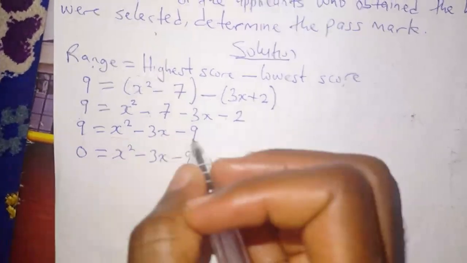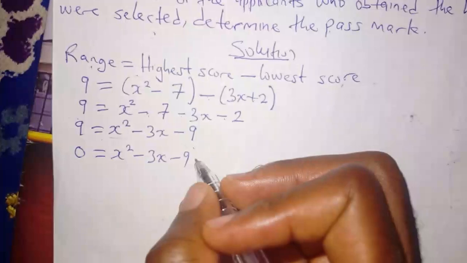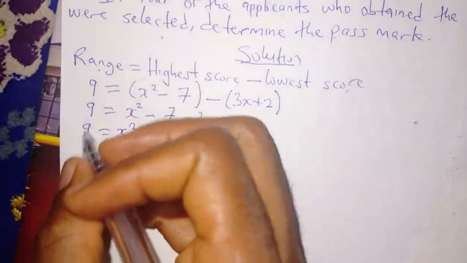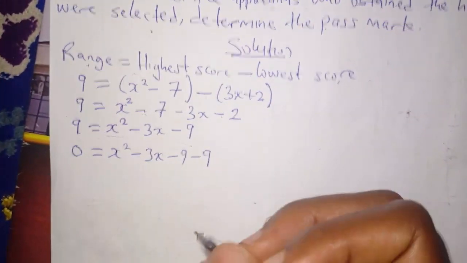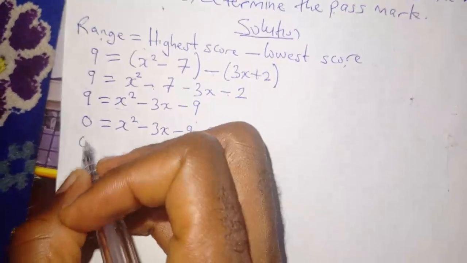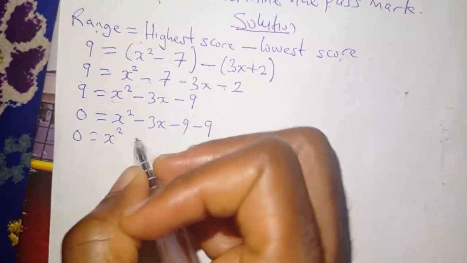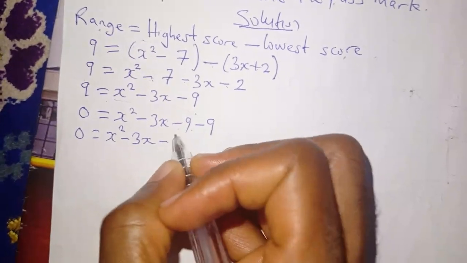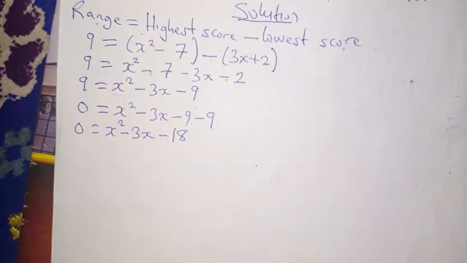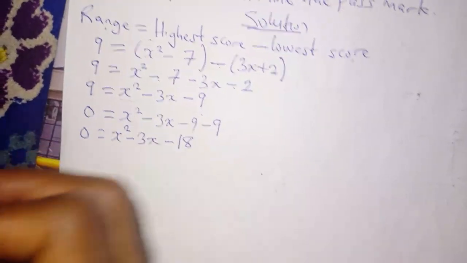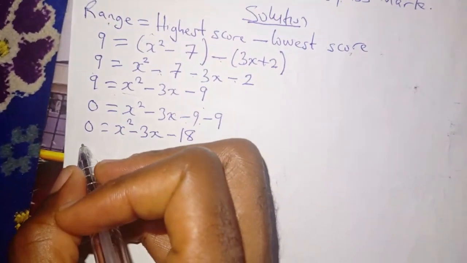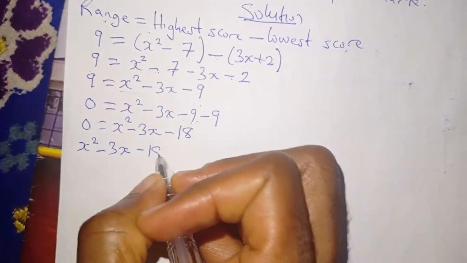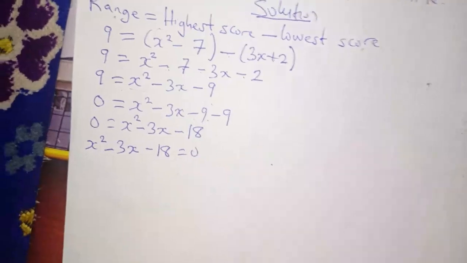That is what we have here already. Then the 9 that was coming from here was plus 9, so it becomes minus 9, because it has already crossed the equality sign. So this will simply become 0 equals x squared minus 3x, then minus 9 and minus 9 will give you minus 18. I will prefer to write these expressions on this side and 0 on the other side. I'm going to have x squared minus 3x minus 18 equals 0. So this and these are just the same.